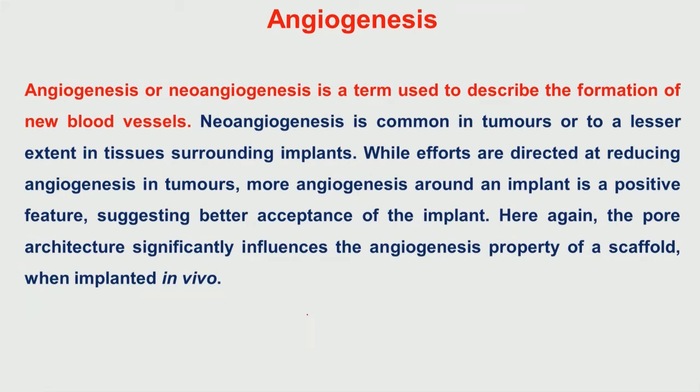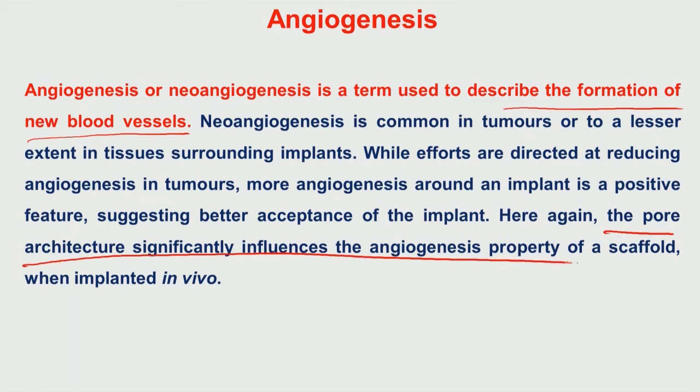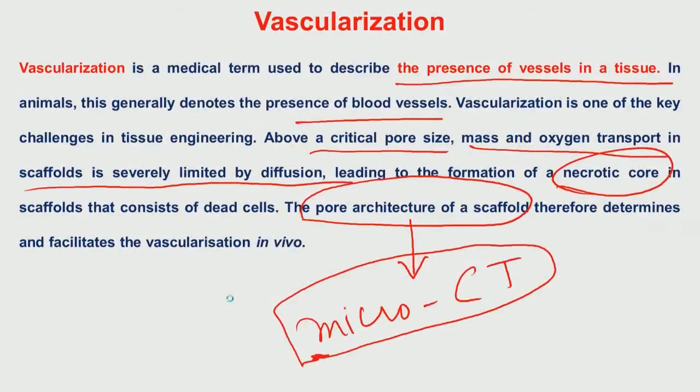Another important thing like vascularization is angiogenesis. It is a term used to describe the formation of new blood vessels, which is very important, and this is very common in tumors and, to a lesser extent, in tissues around implants. Here again the pore architecture significantly influences angiogenesis. Therefore, both the vascularization property as well as the angiogenesis property are determined by the 3 dimensional pore architecture in a tissue engineering scaffold.